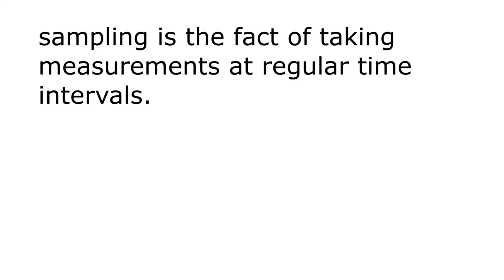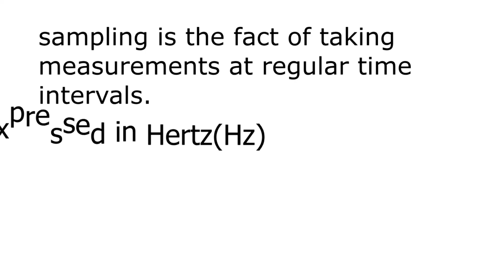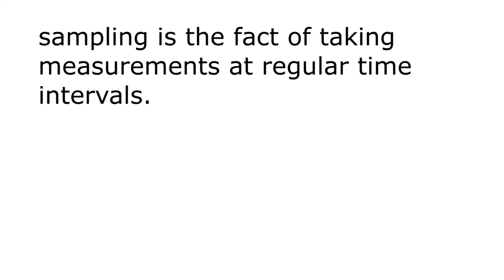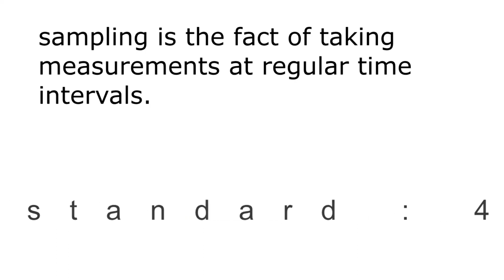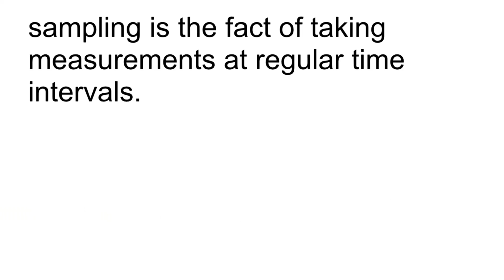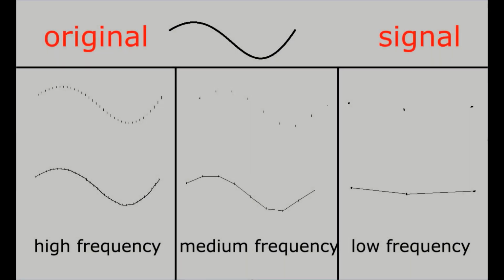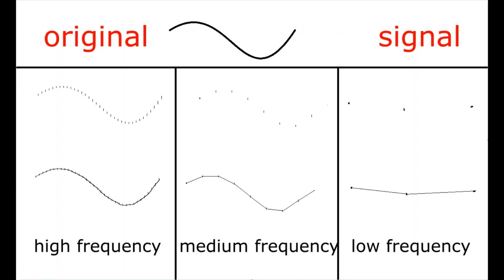So sampling is the fact of taking measurements at regular time intervals. The sampling frequency is expressed in Hertz or kilohertz, and the following values are commonly found: 44,100 Hz, 48,000 Hz, 96,000 Hz, and 192,000 Hz. The worldwide CD and digital standard is 44,100 Hz. This means that for each second there are 44,100 samples played. According to this definition, it is easy to understand that the smaller the time interval chosen, the closer the sound we receive will be to that of reality.